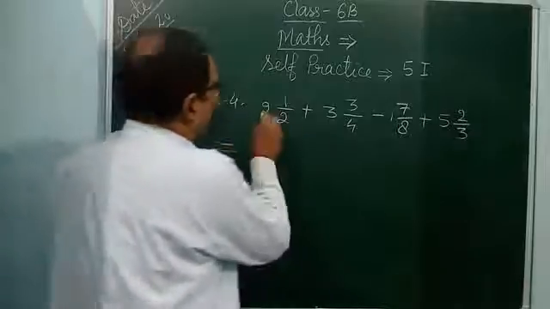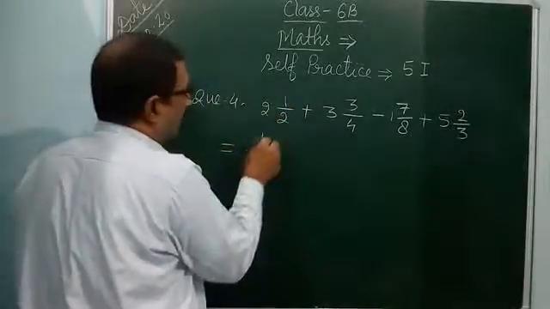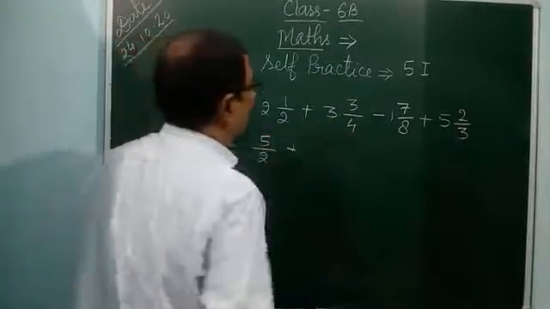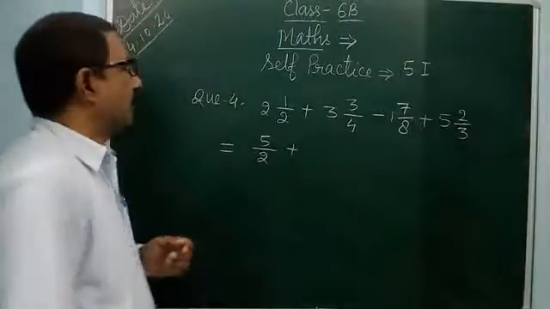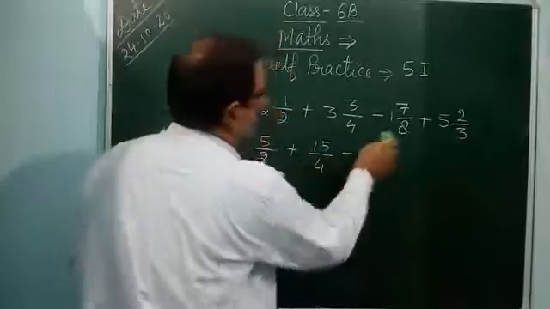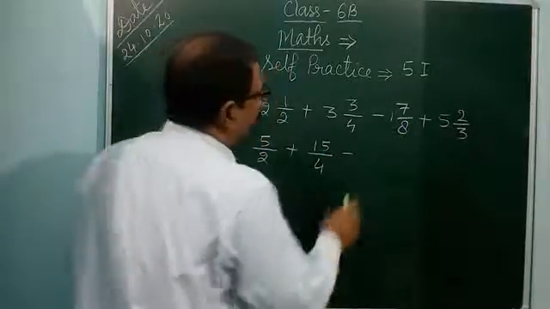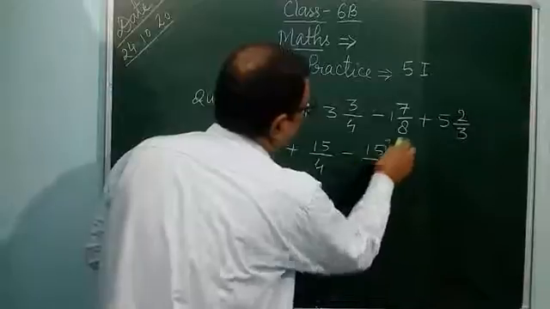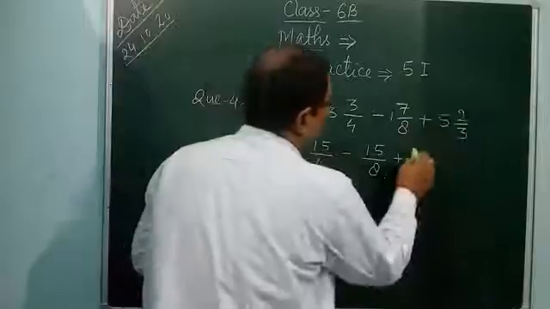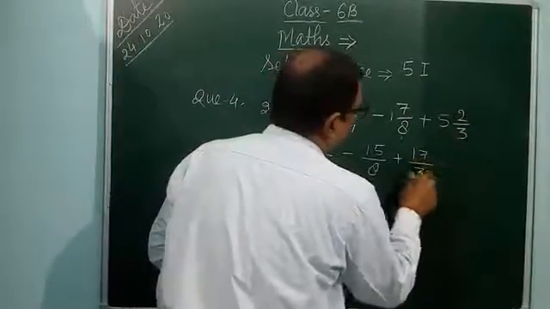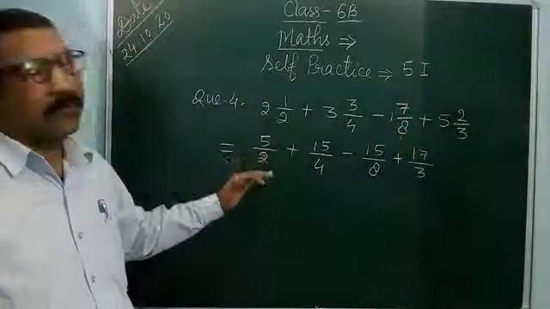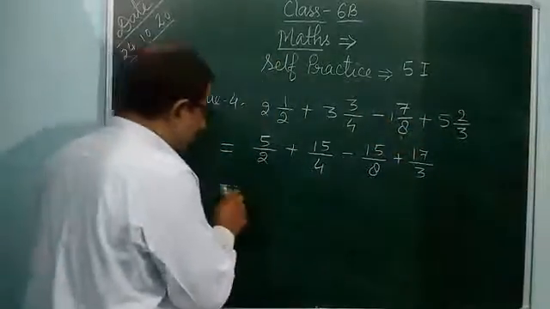How? 2 twos are 4 and 1, 5, 5 by 2 plus 4 threes are 12, 12 and 3, 15, 15 by 4, minus 8 ones are 8 and 7, 15, 15 by 8 plus 5 threes are 15, 15 and 2, 17 by 3. In this way, you can change all the mixed numbers, mixed fractions into improper fraction. After that, you can take LCM.